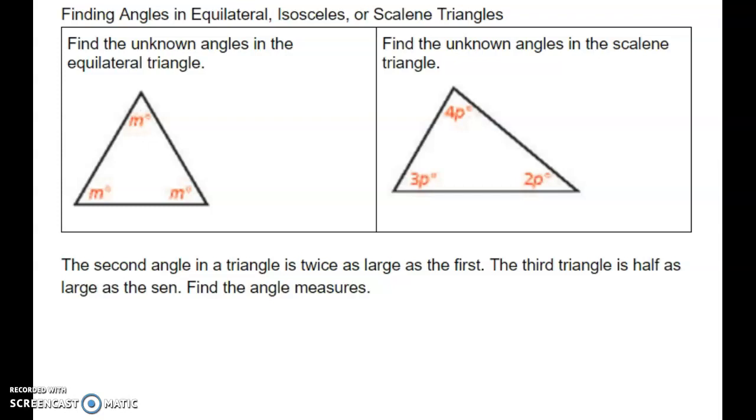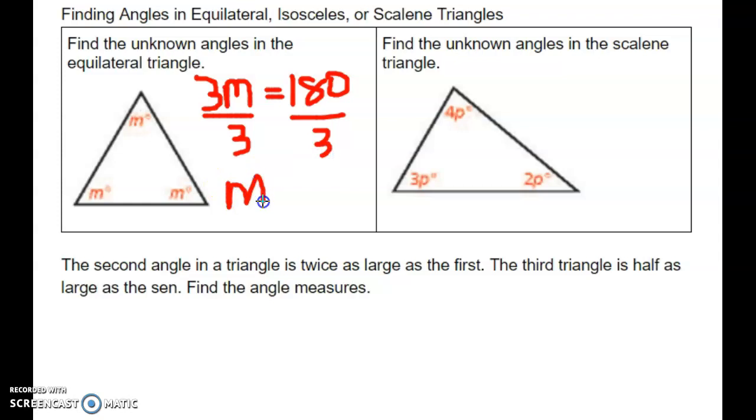When we look at this first example, it's equilateral. It has three angles that are all the same measure. Well, we know that those three angles also add up to 180 degrees. So m plus m plus m gives us 3m. And 3m has to be equal to 180 degrees. So now that I've written an equation, you can go ahead and solve your equation like you've been doing since 6th grade. And you can see that the measure of angle m, which is all of these angles, each one, is 60 degrees.